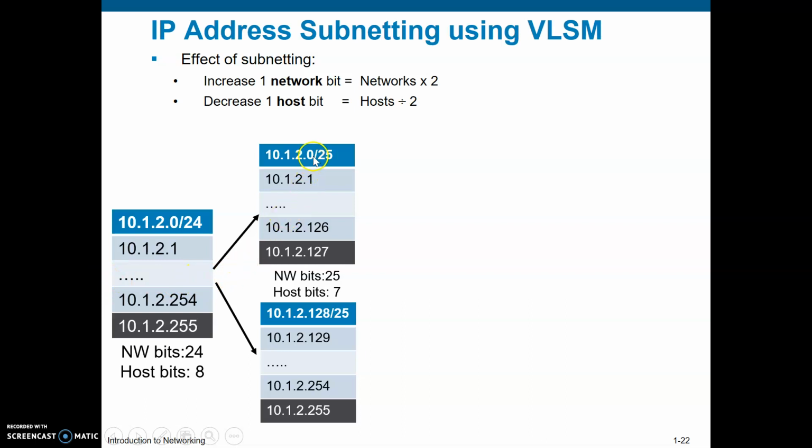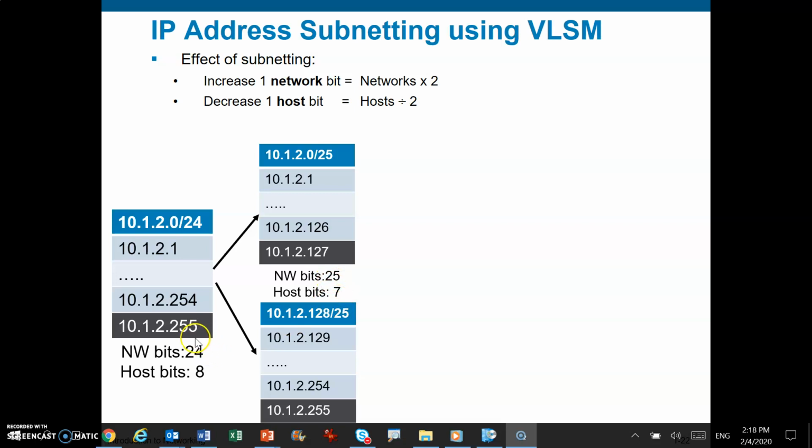The first half will be from .0 to .127. This is a network address, this is a broadcast address. The second half will be from .128 to .255. So in this example, we have 25 network bits and 7 host bits. By increasing the network bit from 24 to 25, we have created two networks from one network. So we have doubled the number of networks, but the number of hosts have reduced by half.